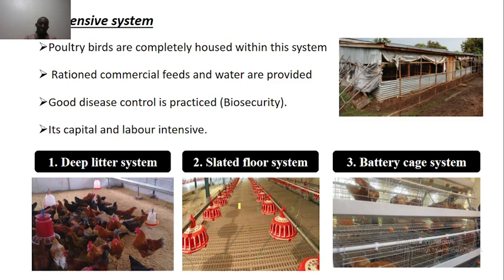We have the raised floor system. Here they use slats, and the poultry birds are placed on top of the slats. So the droppings, the manure produced, will always fall down. Here there is reduced disease infection risk. Then you have the battery cage, whereby each bird is in its own cage. They don't always get exercise. They don't always get in touch with other birds.